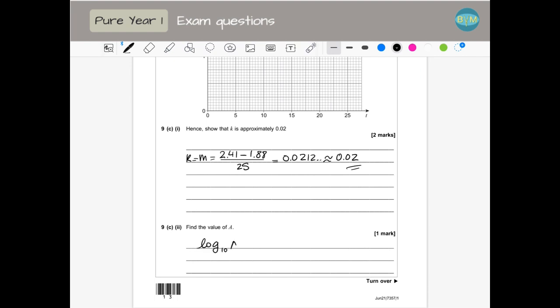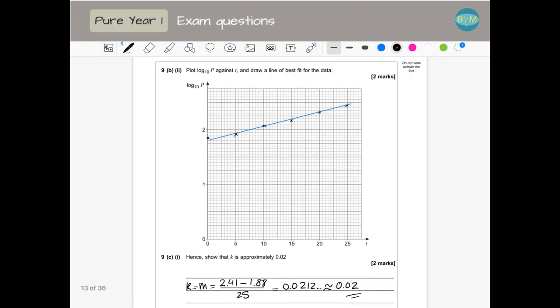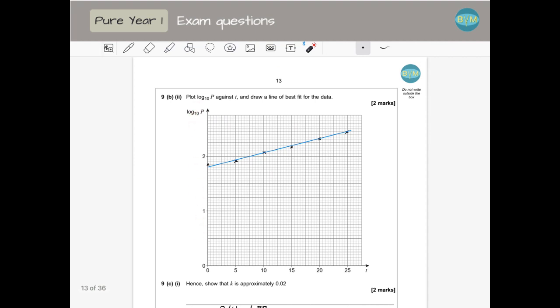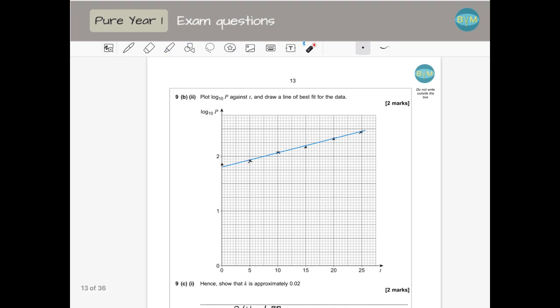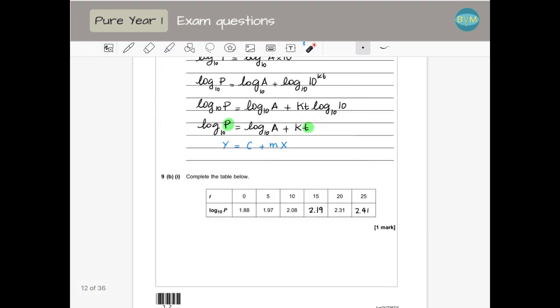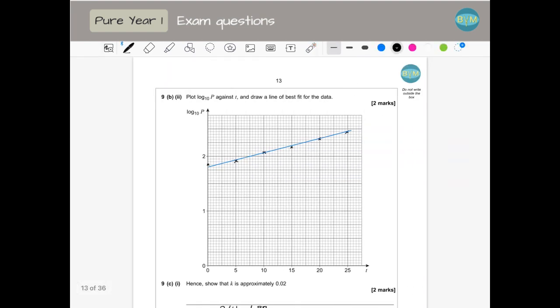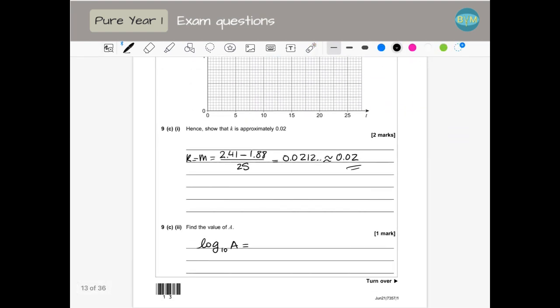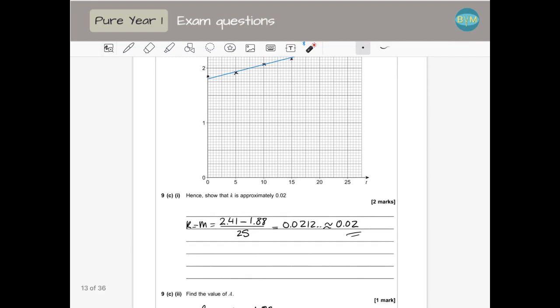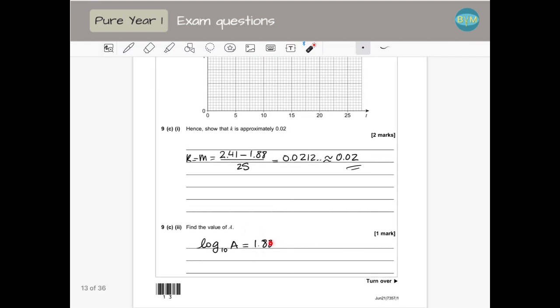Log to the base 10 of a will be that value here, because I'm representing log p, not y. So I can use this value here, or I can use the actual point, because I know when t is 0, log p is 1.88. So I could use that one just to be safe, in case I represent the line badly for whatever reason. You are going to get a slightly different value, and still you will get the marks. I promise it's either way.